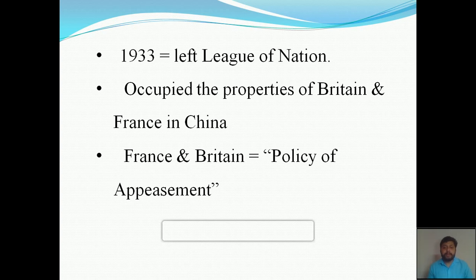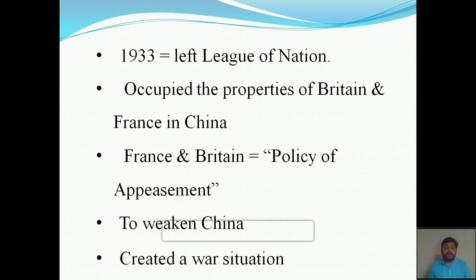France and Britain followed the policy of appeasement, which means they tried to console other nations, especially China and other countries who were suffering under, or who were really fed up with, the activities of Italy and Germany. They followed certain peaceful measures. At the same time, they knew that it was not the ultimate solution. But they followed this policy of appeasement, and there was a reason behind it. They thought that these activities would weaken China, or in other words, help to weaken the power of China. So finally it created a war situation.